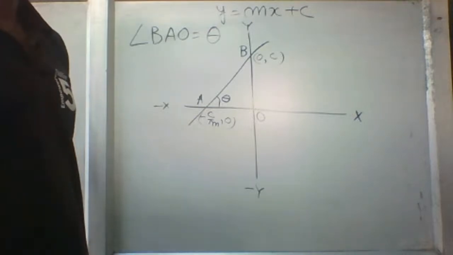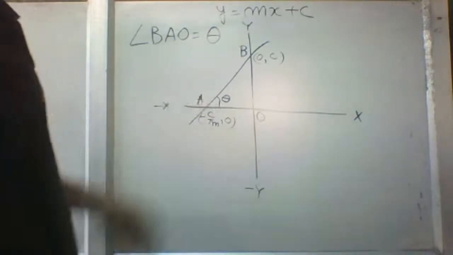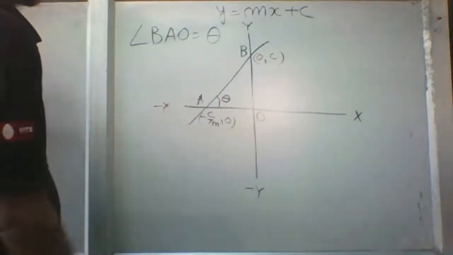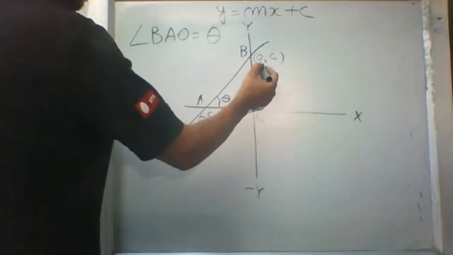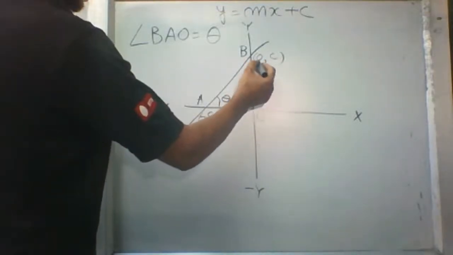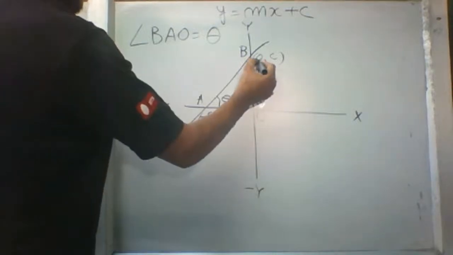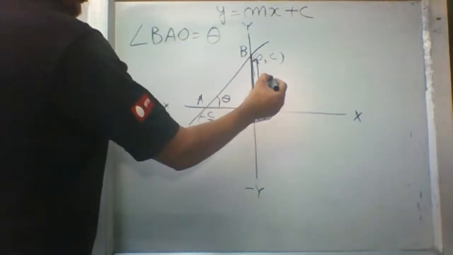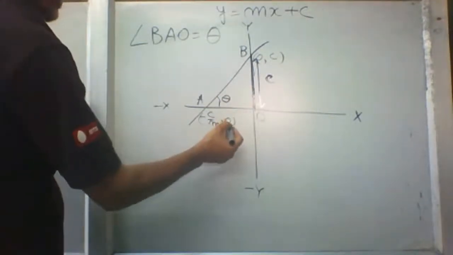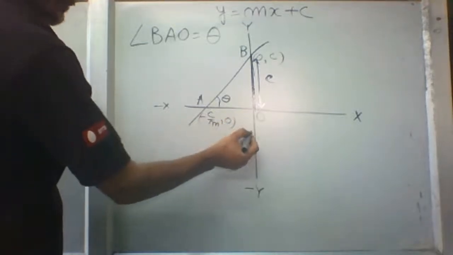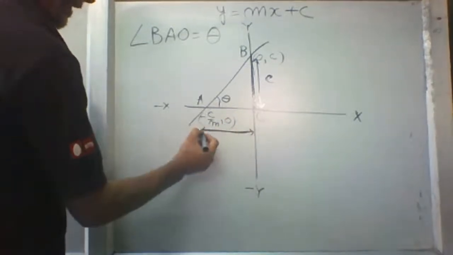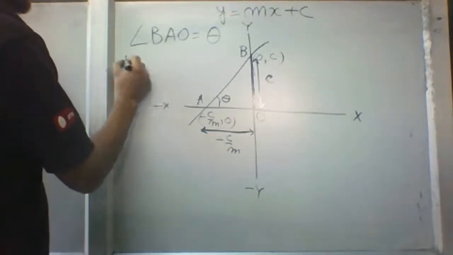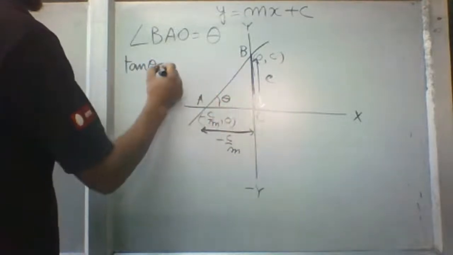Now, what happens at this time? What is the value of tan? Do you remember? Tan is equal to perpendicular upon base. Here, x is 0 but y is equal to c. This much distance is c, which means on the y-axis the numerical value is c. And here y is 0 and on the x-axis the distance from here to here is equal to minus c upon m. We will take tan theta is equal to perpendicular upon base.